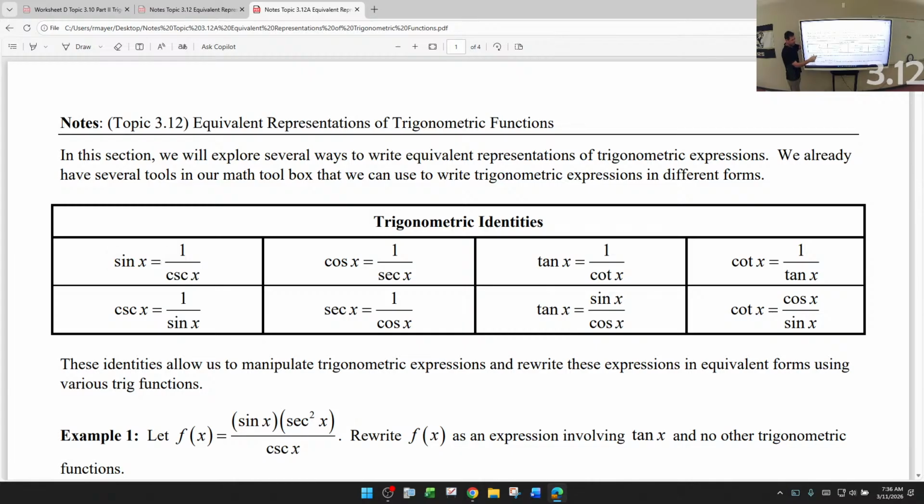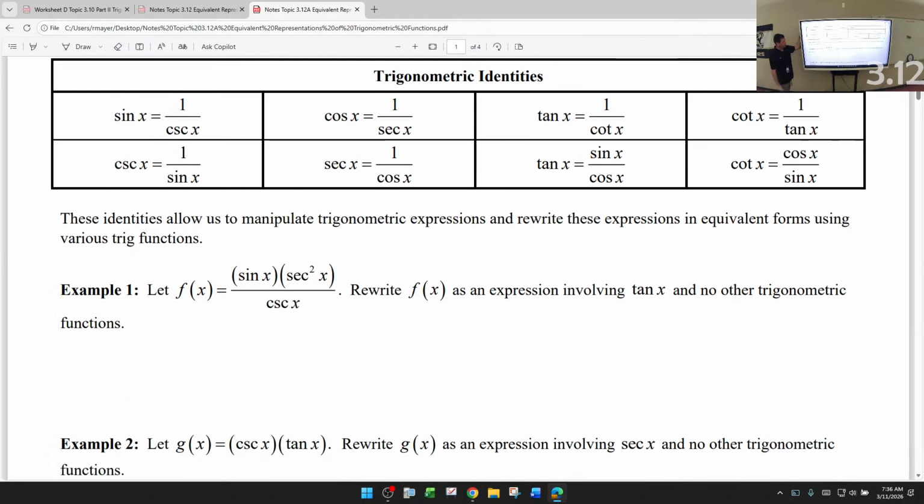This equals this, okay? These identities allow us to manipulate trigonometric expressions and rewrite them in equivalent form using various trigonometric functions.